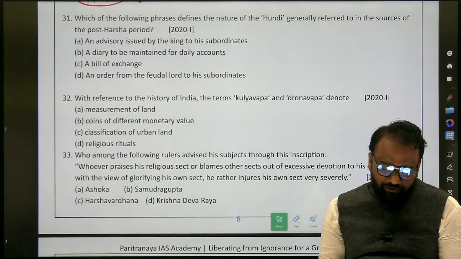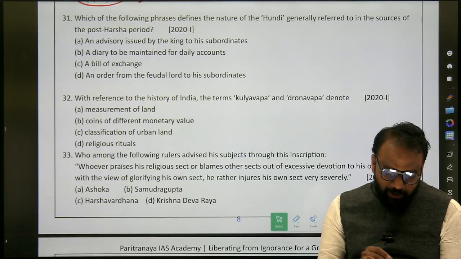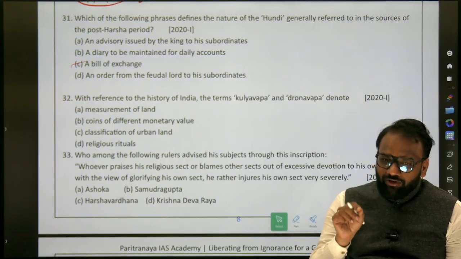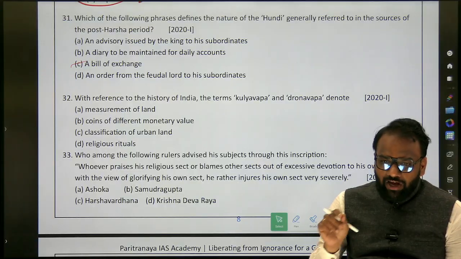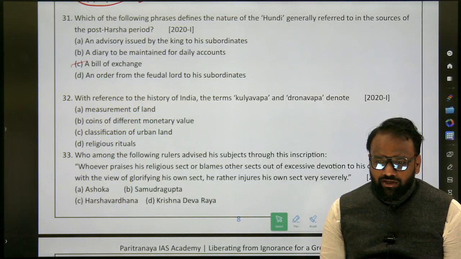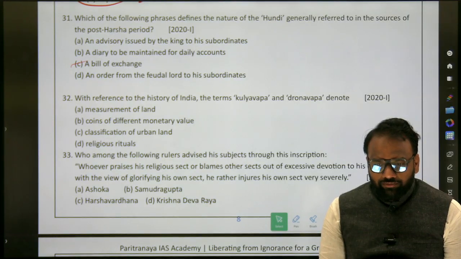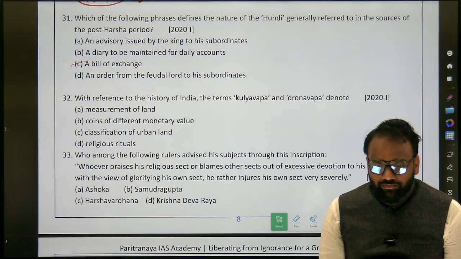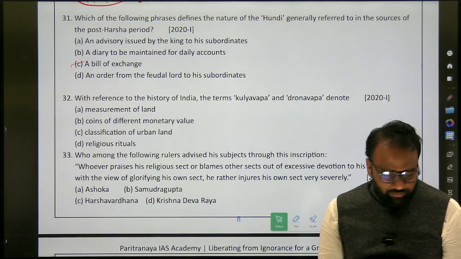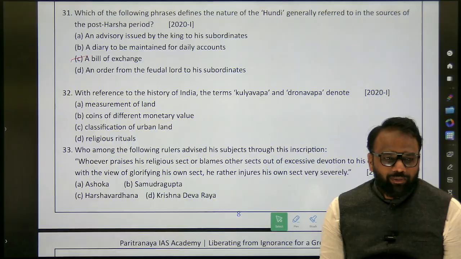Next. Which of the following phrases defines the nature of the hundi generally referred to in the sources of the post-Harsha period? So it is bill of exchange. In our notes, somewhere this hundi appears, but apart from that, at the last I have compiled previous year based important terms. Just check that page in the index page. Previous year question paper based important terms. So all of you please open that.